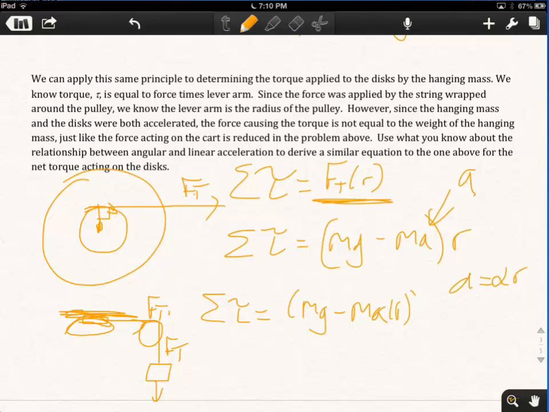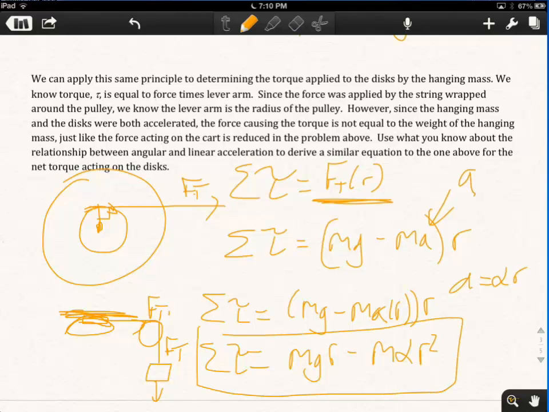That whole thing is times r. So I get mgr minus m alpha r squared is equal to the net torque acting on that pulley, causing everything to accelerate. Okay, now that tells me how to find net torque, but remember I'm still trying to find a relationship between net torque and angular acceleration, right? Because this equation tells me the relationship between force and torque. I want to know the relationship between torque and angular acceleration, because after all, torques cause rotational motion.